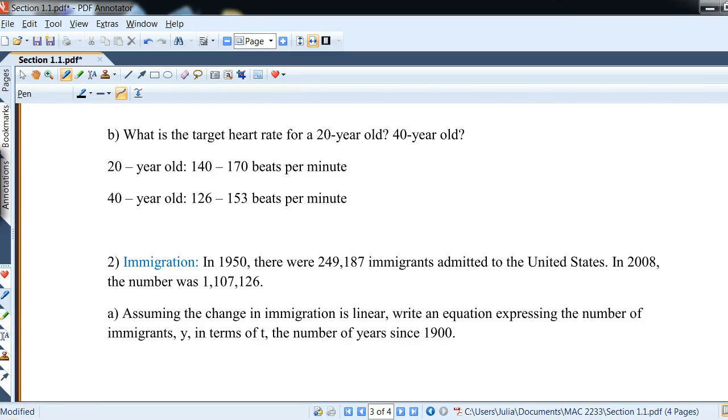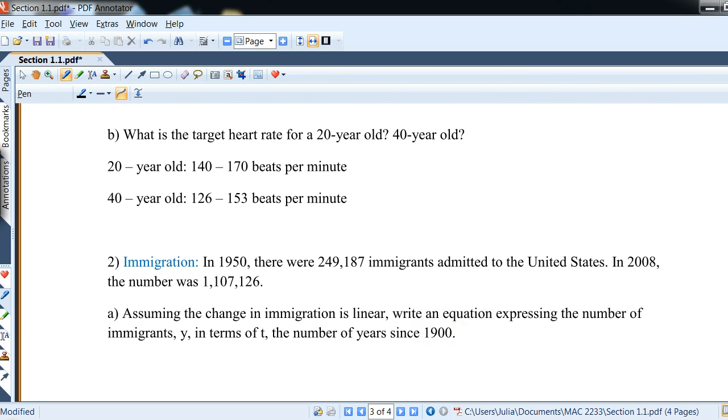Now let's take a look at a different problem. Here is a problem on an immigration scenario. Let's say in 1950, there were 249,187 immigrants admitted to the United States, and in 2008, the number was 1,107,126. Assuming the change in immigration is linear, write an equation expressing the number of immigrants y in terms of t, the number of years since 1900. Now note this is important: since 1900.